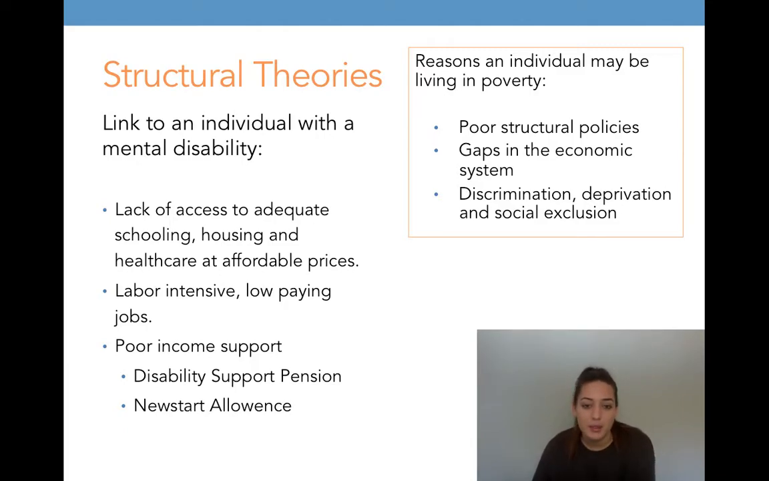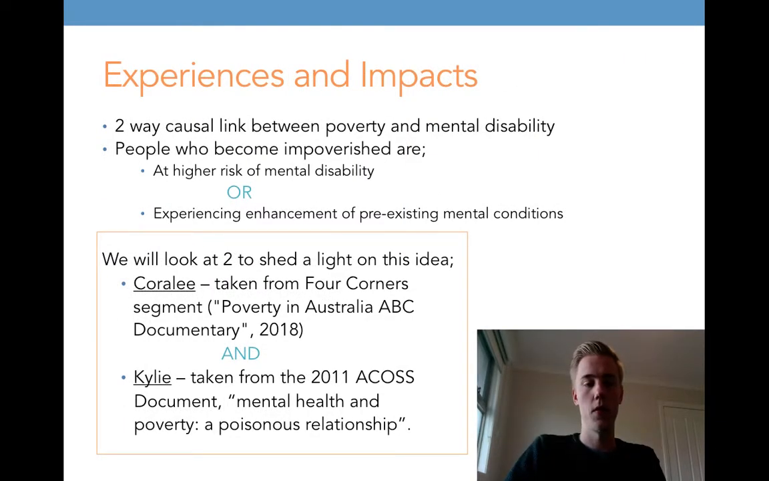Overall, individuals with a mental disability are at higher risk of poverty than those without, whether it is because of individual factors or structural and economic reasons like holes in the economic system that deliver them inadequate income. There is no denying that they are a vulnerable population group when it comes to poverty risk factors. When considering the relationship between poverty and mental disability, it becomes clear that there is a two-way causal link, as has been discussed already. People who become impoverished or drop below the poverty line have an increased chance of becoming mentally ill or of experiencing an enhancement of pre-existing mental conditions, as is the case in the following video.